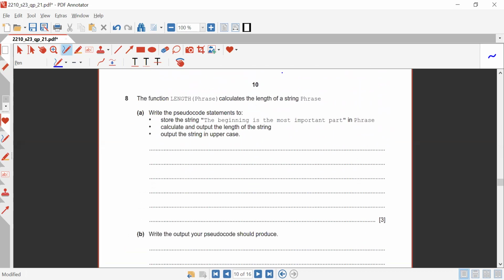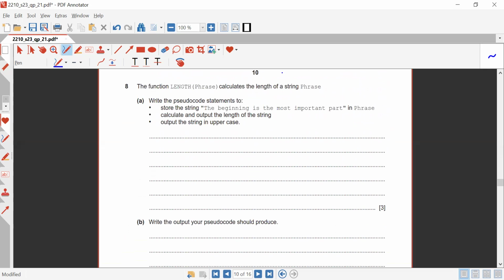What does question number 8 say? It says a function length phrase. That means there is a function length. Length is actually providing the length of the string, whatever the string is applied over there. So they are saying it calculates the length of a string phrase. Write the pseudocode statement to store the string.